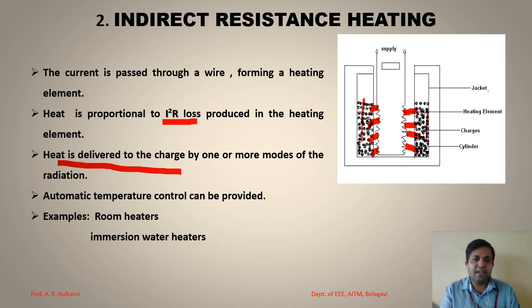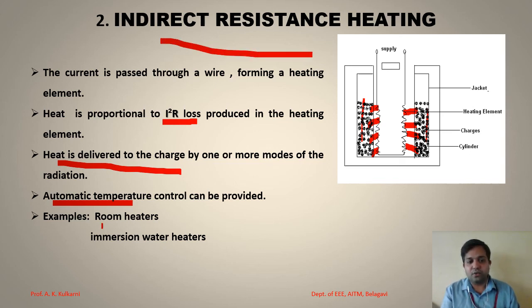In this kind of heating, the temperature can be controlled automatically. It is possible to control the temperature with the help of this method of heating. The examples for indirect resistance heating are room heaters and immersion water heaters. These are the best examples for indirect resistance heating.